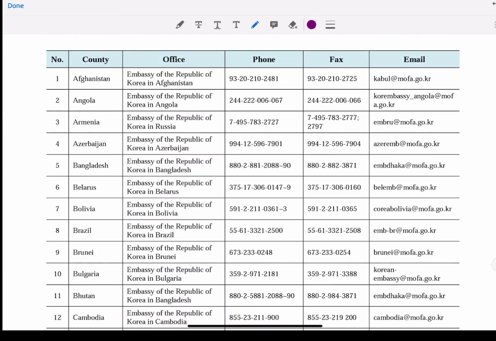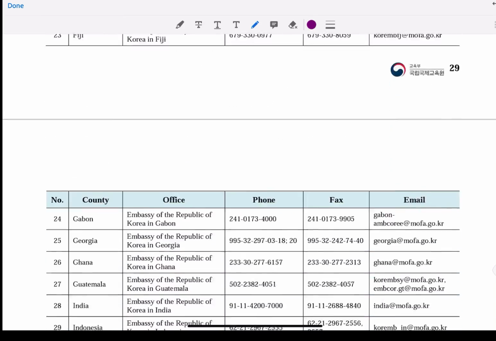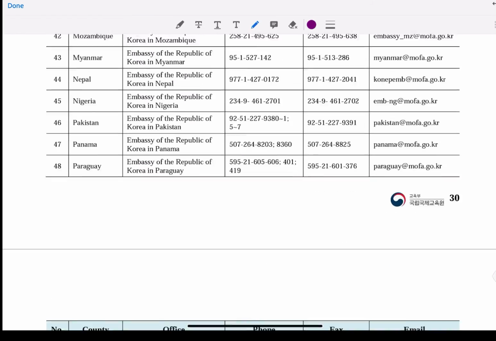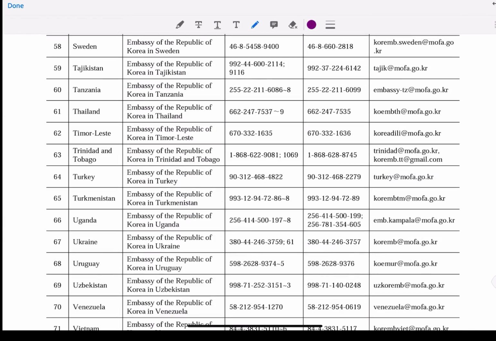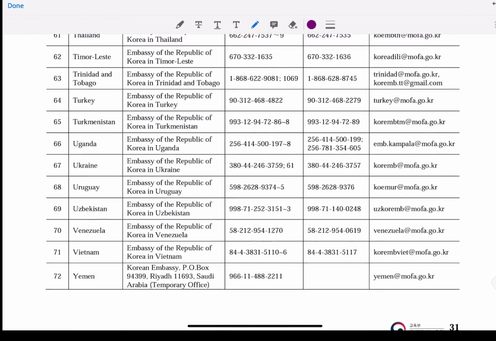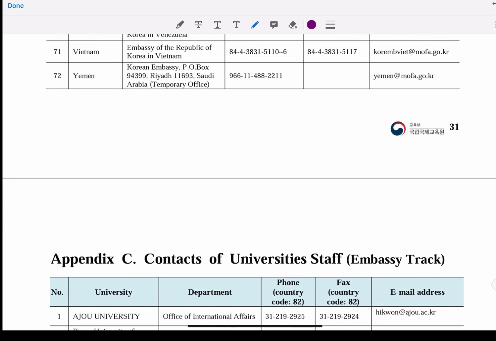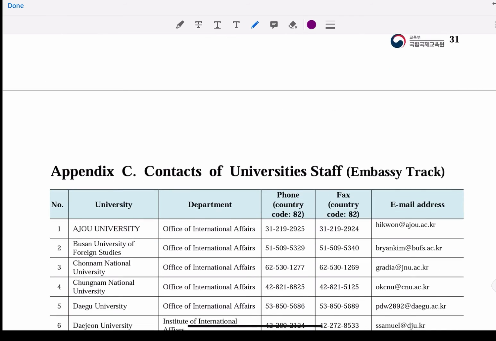And these are the list of the contacts for the embassies in your countries. So you can just contact them, email them, or just give them a telephone call. They will answer all your queries. That is the easiest thing you can ever do.